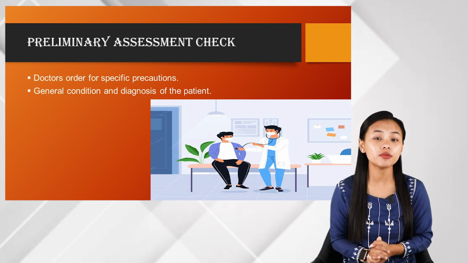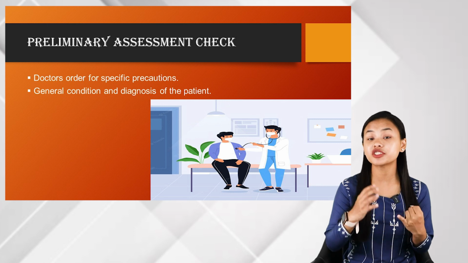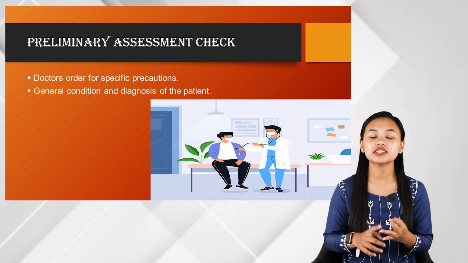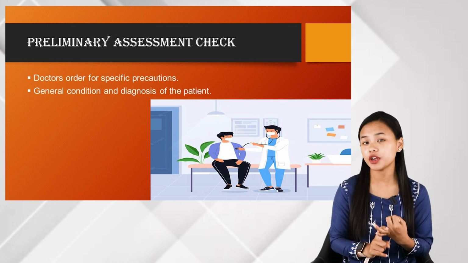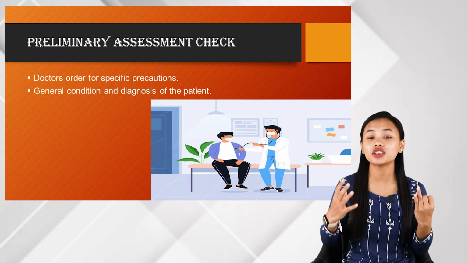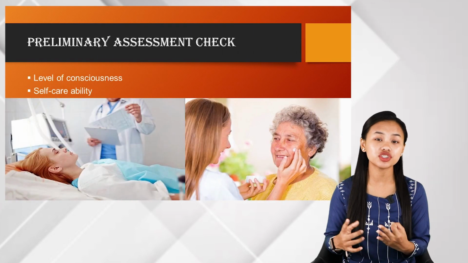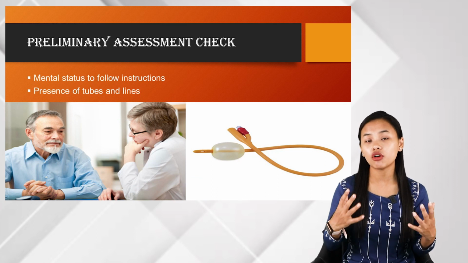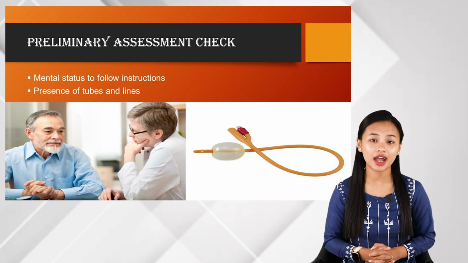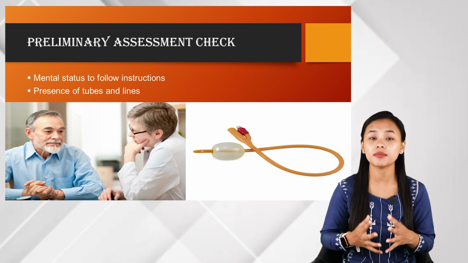Here, what you must do is first see the doctor's order for specific precautions. You must assess the general condition as well as the diagnosis of the patient so that you get a good idea of the patient. You must assess their level of consciousness, their self-care ability, and their mental status in order to get a clear idea if they are able to follow whatever instructions are given by you.